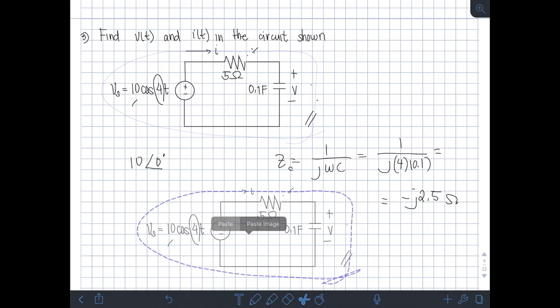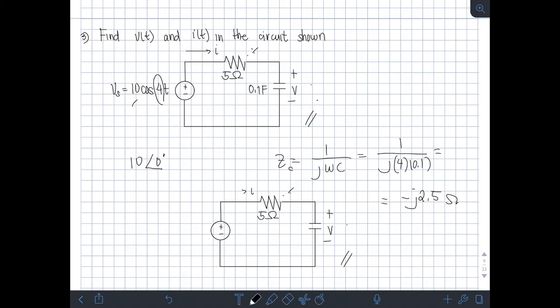Okay? So ngayon, pag tinransform na natin, so copy ko, papalitan ko na yung mga values. So gagawin ko na tong 10 angle 0 degree volts, and then itong resistor, same lang na 5 ohm. Tapos itong capacitor, gawin kong negative J 2.5 ohm. Okay? So ito na ngayon yung kukomputin nating mga values. Hanapin daw natin yung current I, tsaka yung voltage V sa capacitor.